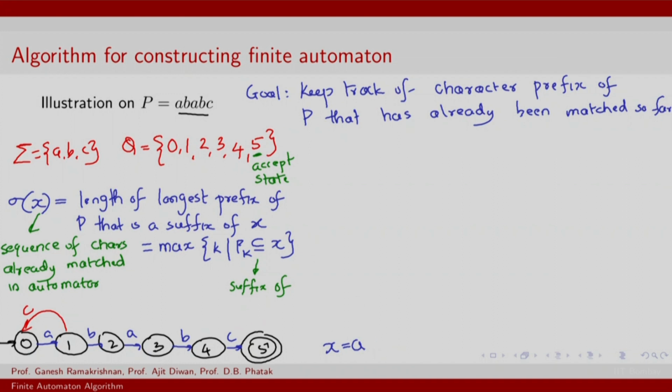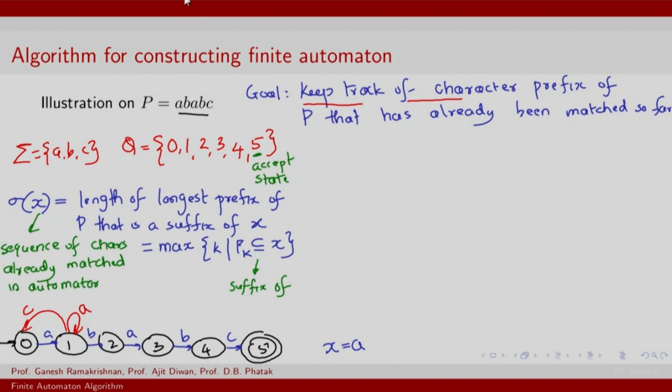What if I see an A instead of C? AA. What is the length of the longest prefix of P that is a suffix of AA? Well, it's just 1. So on seeing another A, I'm going to loop back. So please note, we are already provisioning for keeping track of character prefix of P that has already been matched so far. So let's continue our journey. What if I see a B next? Well, I know if I see a B next, I am moving on to state number 2.